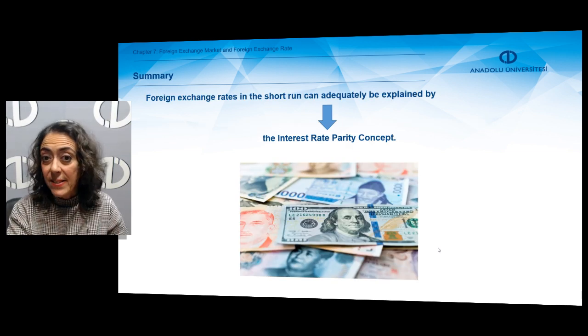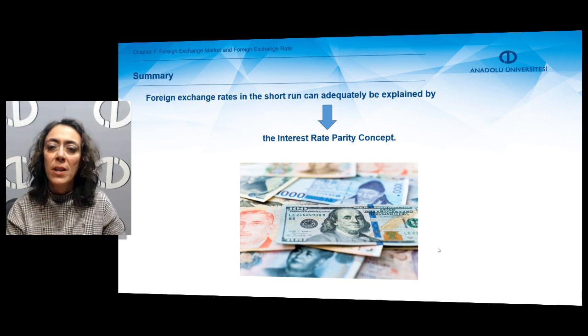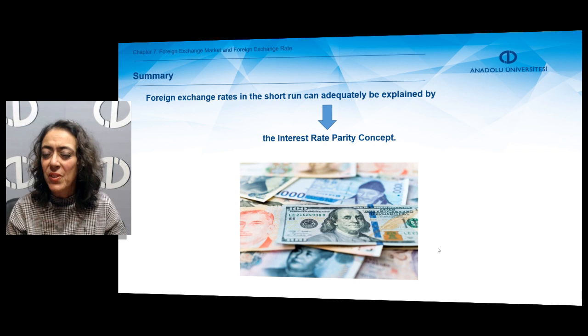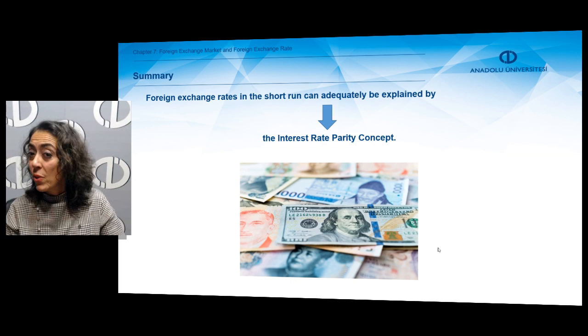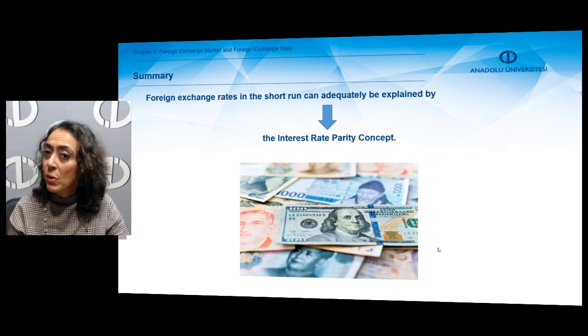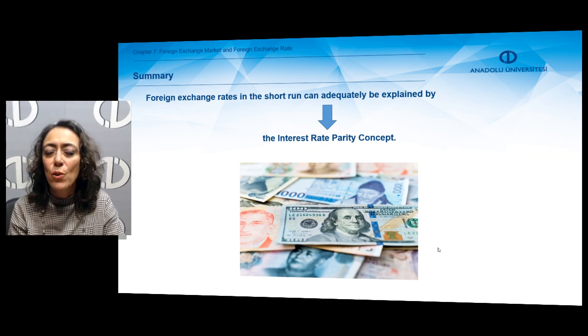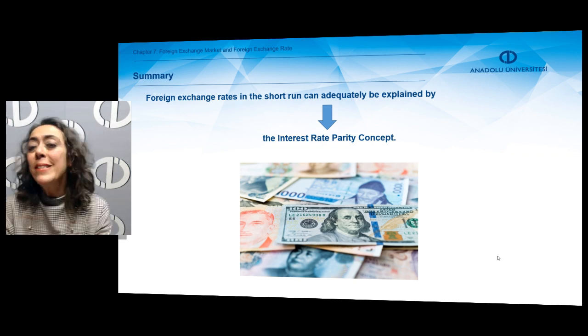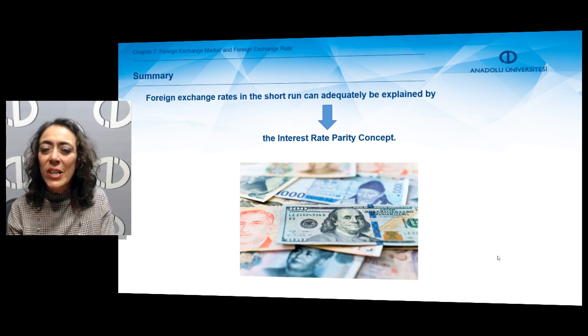Foreign exchange rates in the short run can adequately be explained by the interest rate parity concept. So we use the interest rate parity concept in the short run if we would like to understand and determine the foreign exchange rate. This is a very brief summary, of course, of our chapter 7.